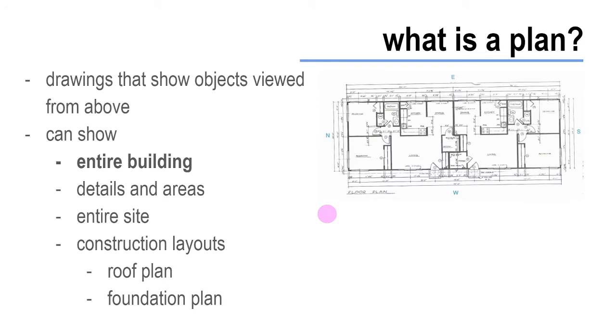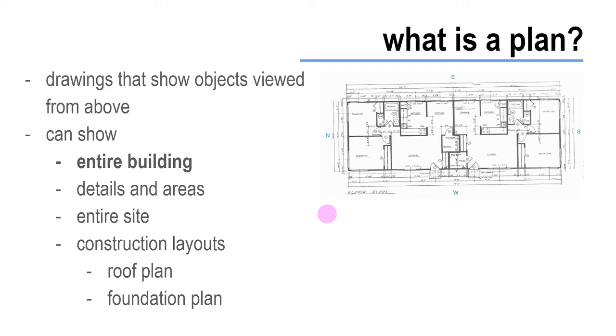So if we think back to orthographic projection, floor plans are the same as your top view. So it is the object, or in this case, the building, shown from above. There are lots of different types of plans out there. Today we're going to focus, like I said, on floor plans, which just show us the entire building itself.